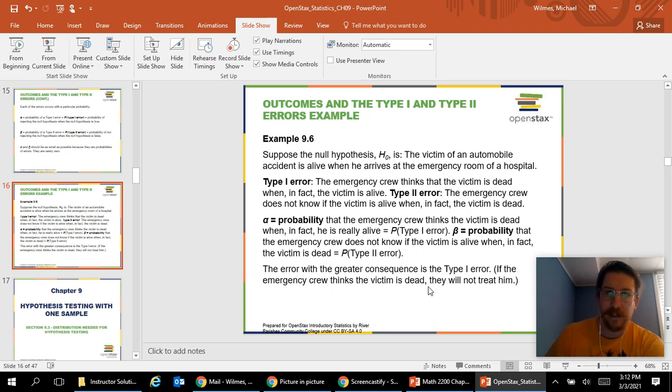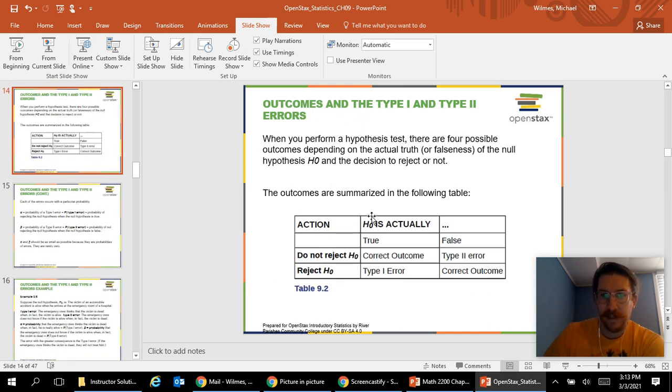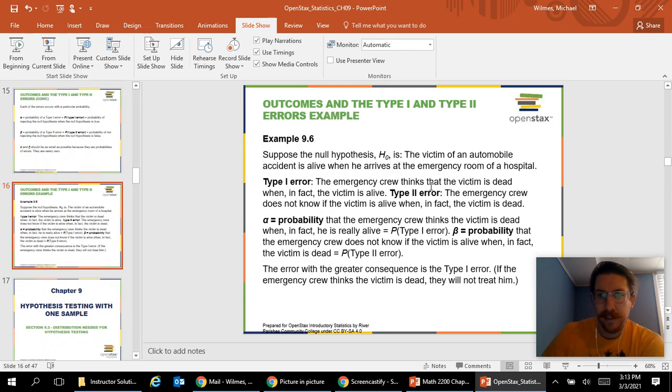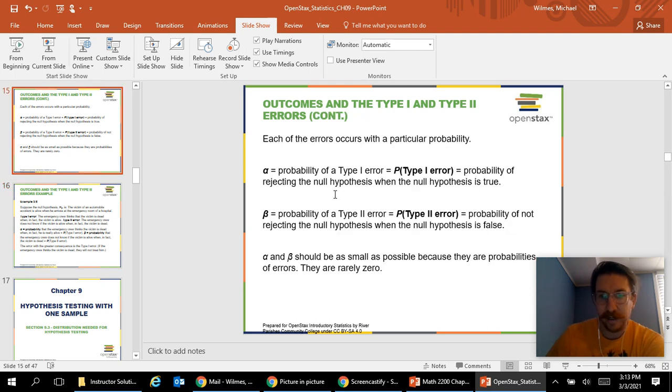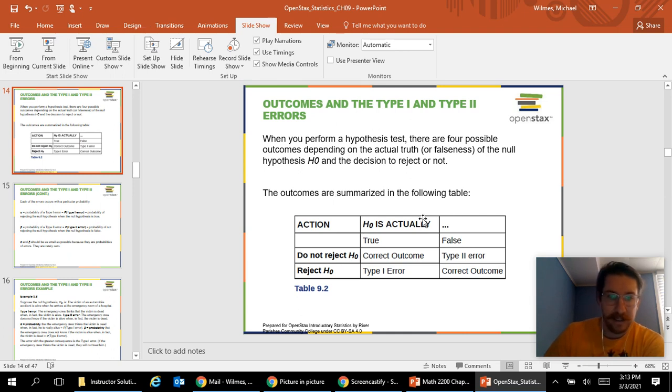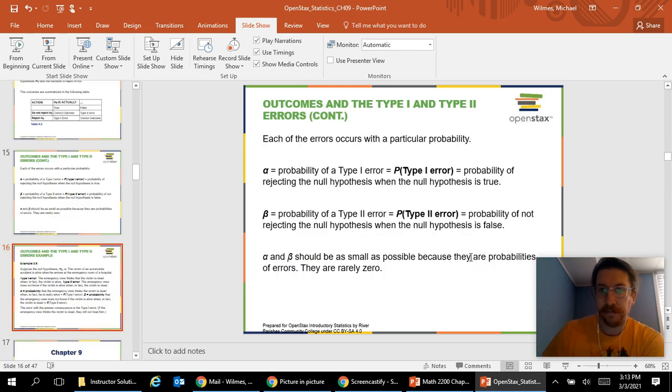So here's an example. The null hypothesis: the victim of an automobile accident is alive when they arrive in the emergency room. Type 1 error is when the null hypothesis is true and we reject it. For this one, the null is the person is alive, but if we reject that, we think they're dead. So the emergency crew thinks the victim is dead when in fact they're alive. Well, terrible mistake.